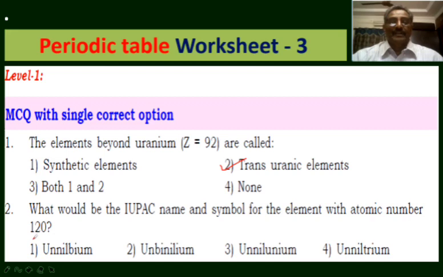unbinilium. Unbinilium. 1 represents un, 2 represents bi, 0 represents nil. So unbinilium. So second option is the right option. And the symbol is not given. The symbol is UBN. UBN is the symbol. Second option is the right option here.